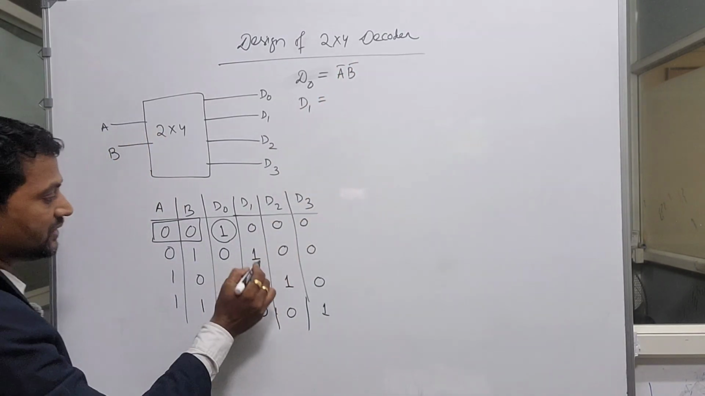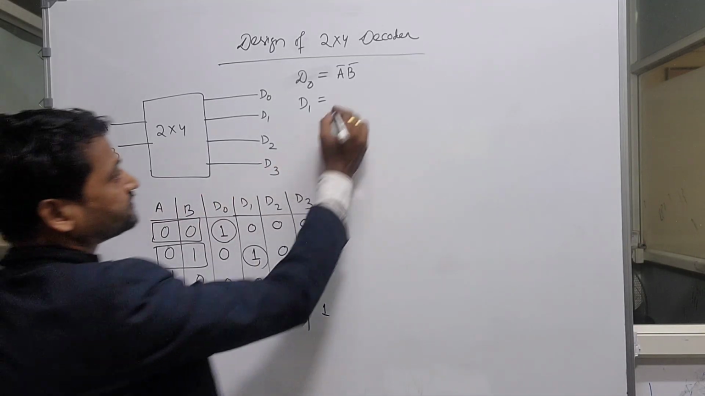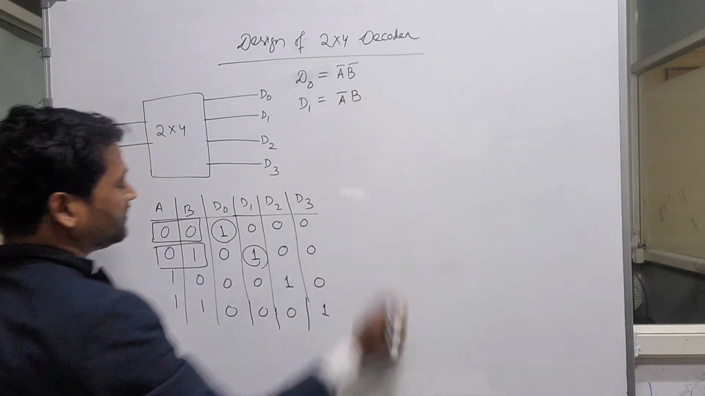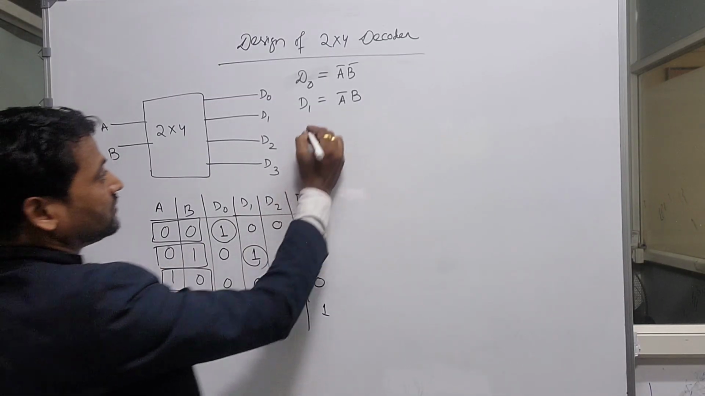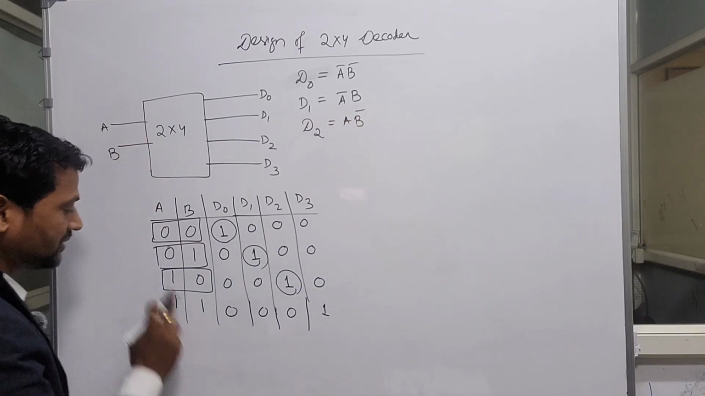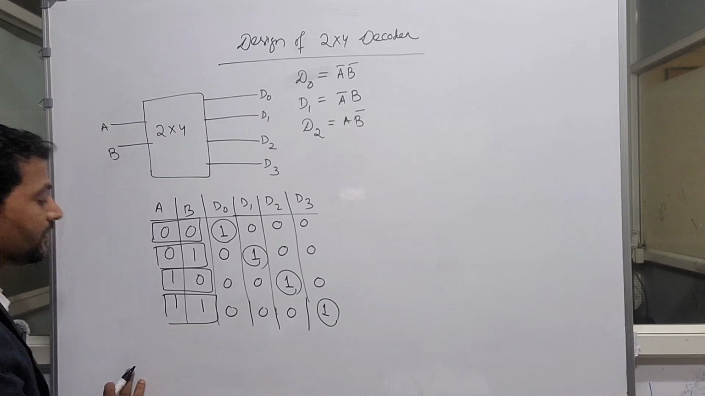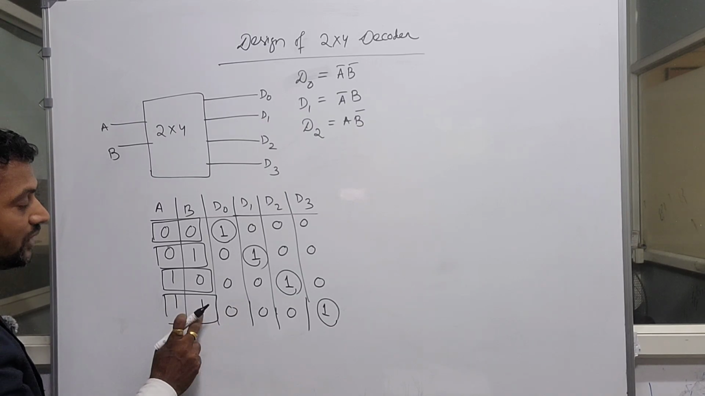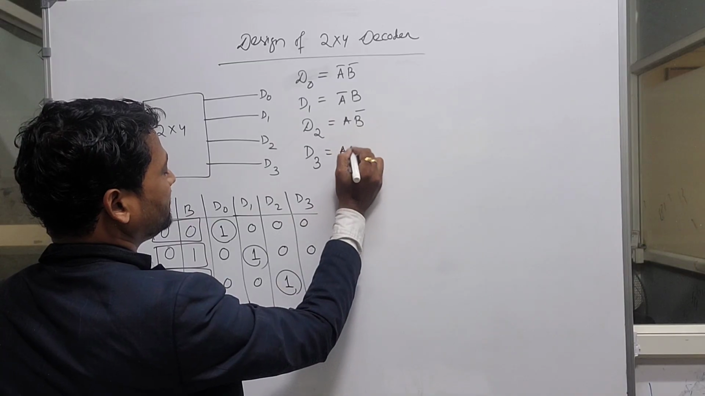And D1 क्या है? देखो, D1 you take the corresponding input. मतलब A bar into B. A bar into B. Coming to the third one, D2, what are the inputs? 1, 0. So D2 is A into B bar. Coming to the last one, what are the inputs? 1, 1. Matlab A into B. So D3 is A into B.